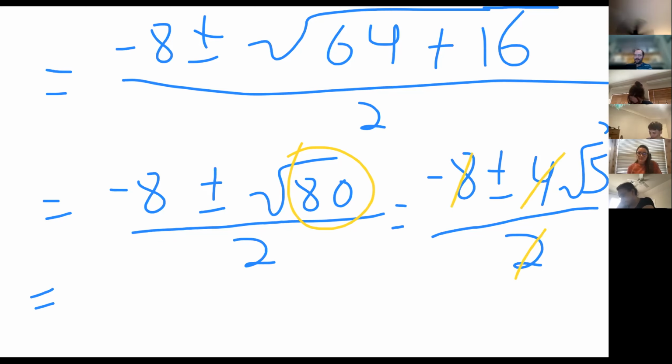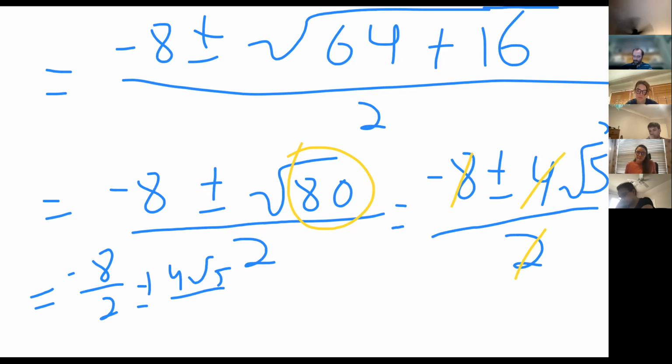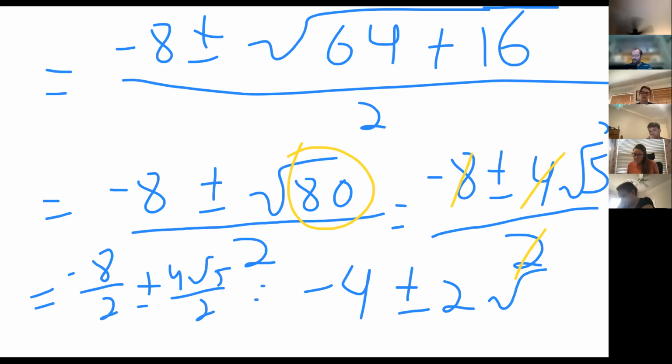So if you want to separate it, we could separate it. If not, I think you did it correctly. It sounded like it. -8/2 plus or minus basically 4√5/2. It's a plus or minus. And so I think the first thing you did was -4 plus or minus 4 divided by 2 is 2, and then you have a √5. And I believe that's what you told me. Yes, is that right? That's it. Okay.